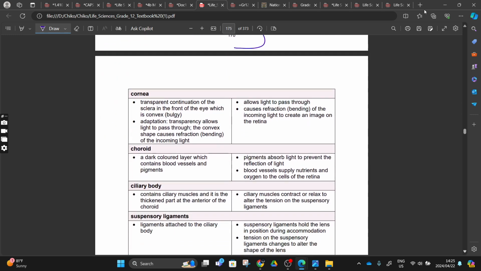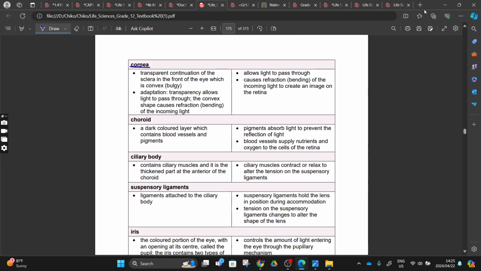So we move on. They said we have the cornea. Where is the cornea? If you still remember, we have our sclera, and then we have our cornea, the first transparent layer there, the continuation of our sclera, right? Then from there we are going to have the iris. Our cornea is a transparent continuation of the sclera in the front of the eye, which is convex. We talked about this, convex like this, right?